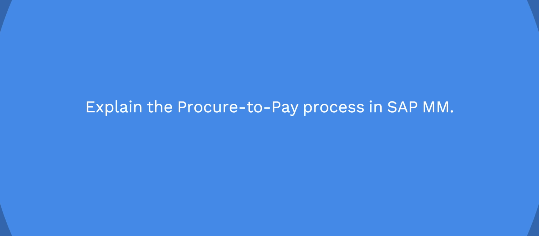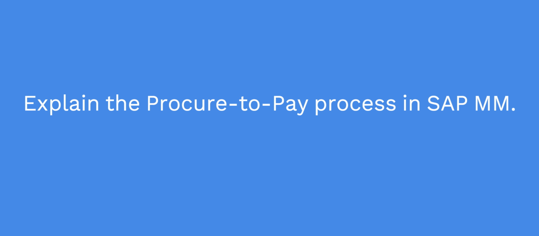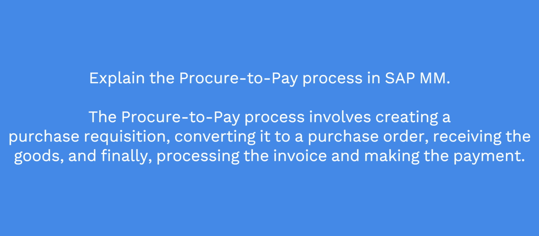the purchase. Explain the procure-to-pay process in SAP MM. The procure-to-pay process involves creating a purchase requisition, converting it to a purchase order, receiving the goods, and finally, processing the invoice and making the payment.